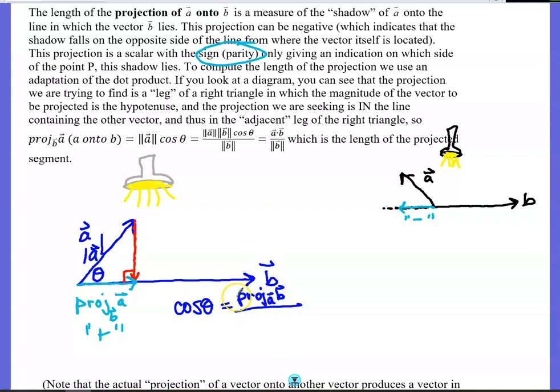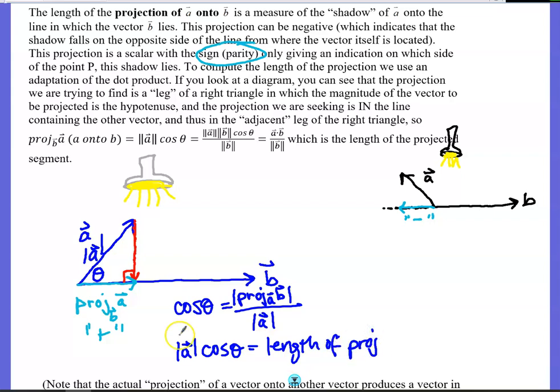Over, and we're talking length here, so the length of this projection, over the magnitude. So this is, again, just adjacent over hypotenuse. So then if I finish doing this and multiply by the denominator, I end up with this. So this is equal to the length of my projection, or that shadow, right?